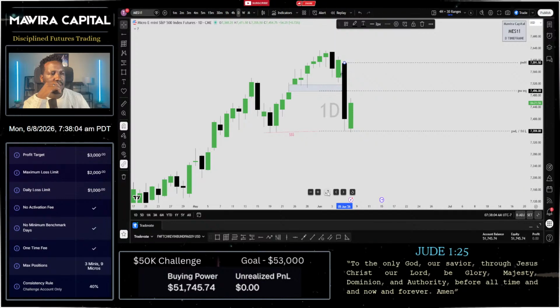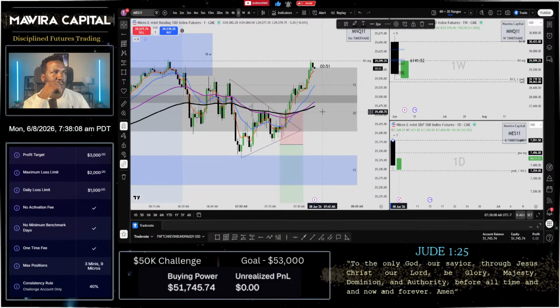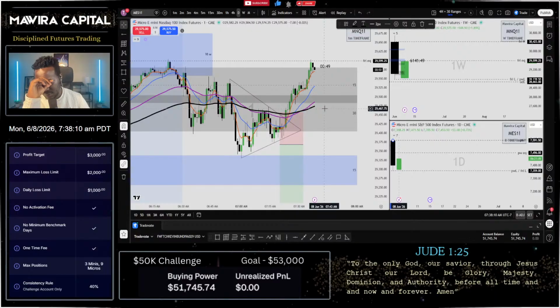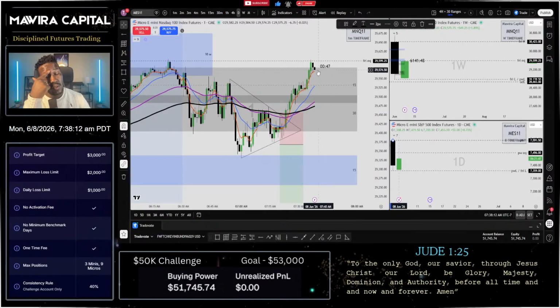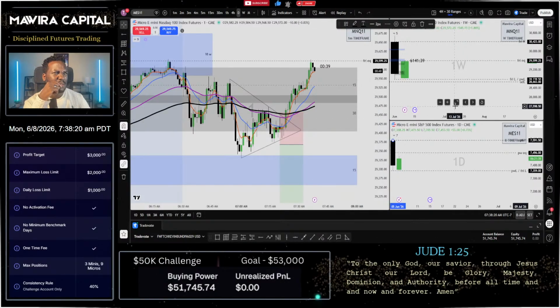Let me look at what the 1 minute is doing. Okay, so I need to see a retracement and touch the 50. That's the only way I'm taking this trade. It has to just come close. So moving forward, I want to be a little bit more strict.